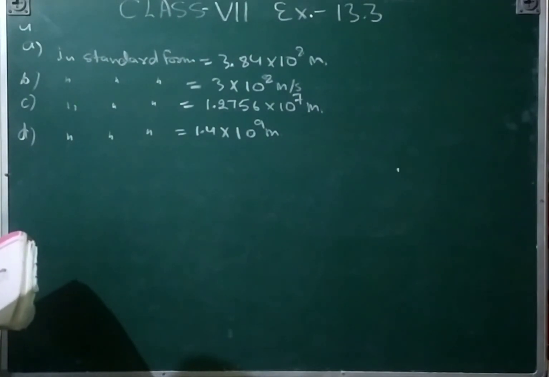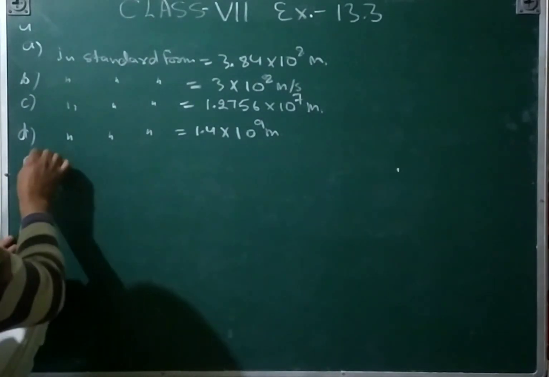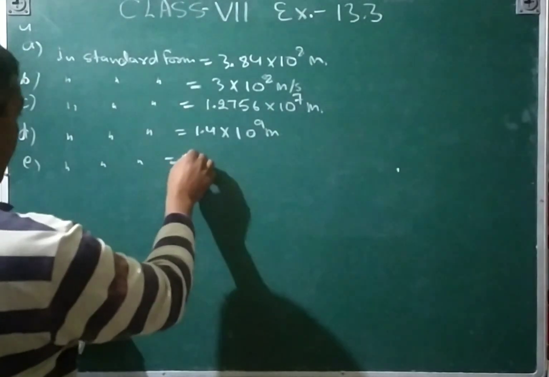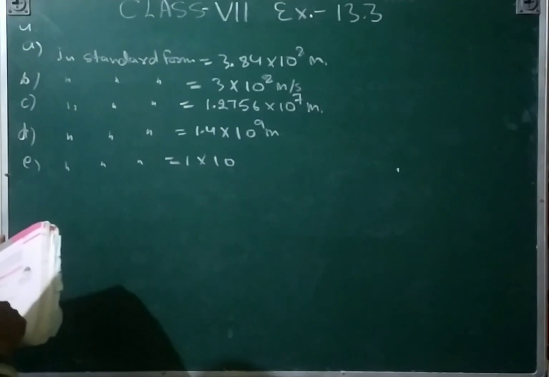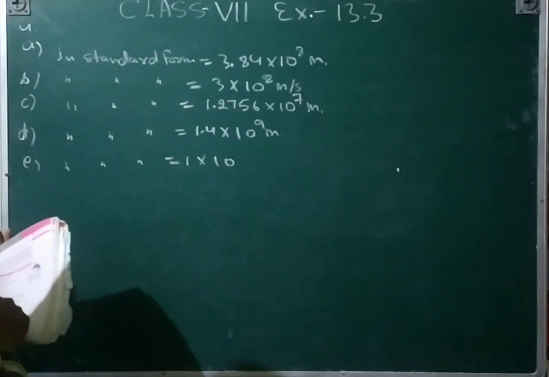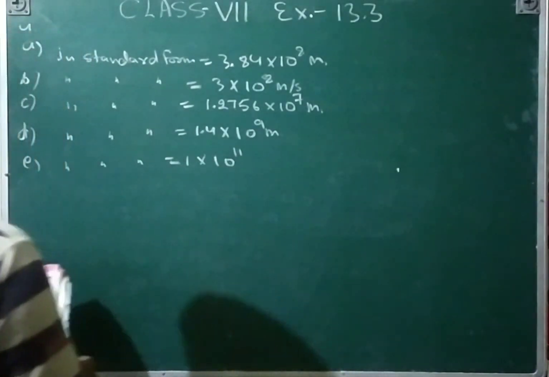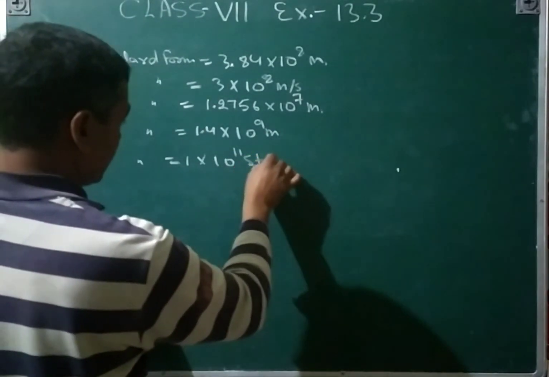In a galaxy there are on average that many stars, so that will be E part in standard form, equal to 1 multiply 10 power. How many are there? 3, 6, 9, 10, 11. This is the number of stars.